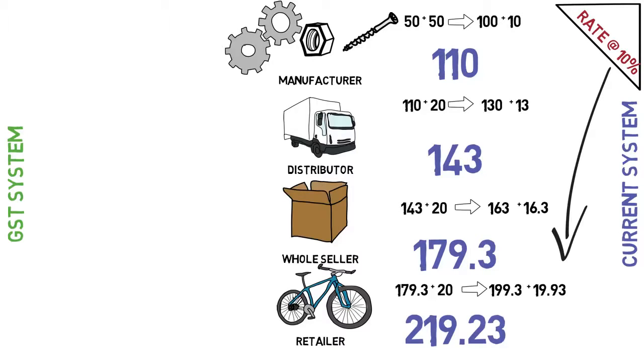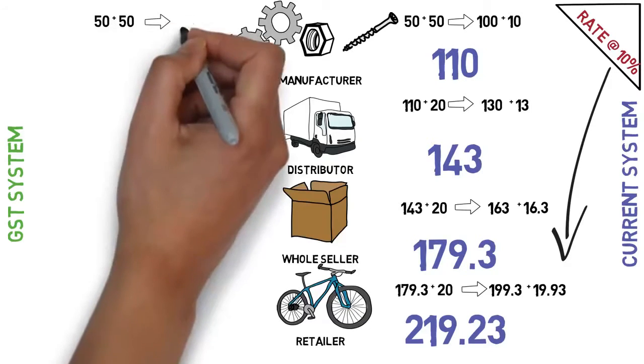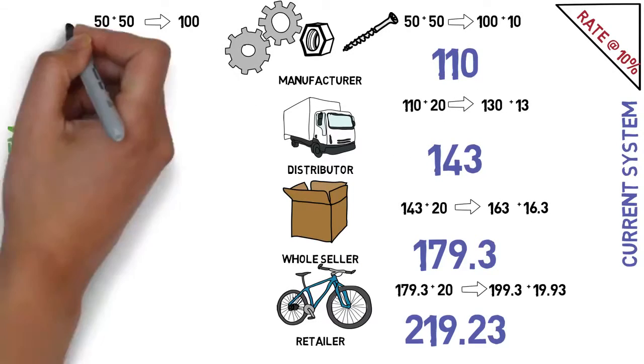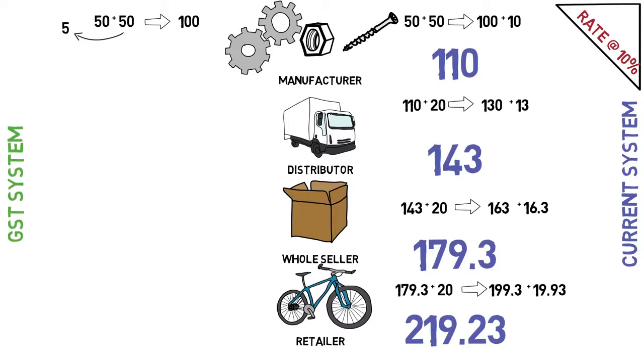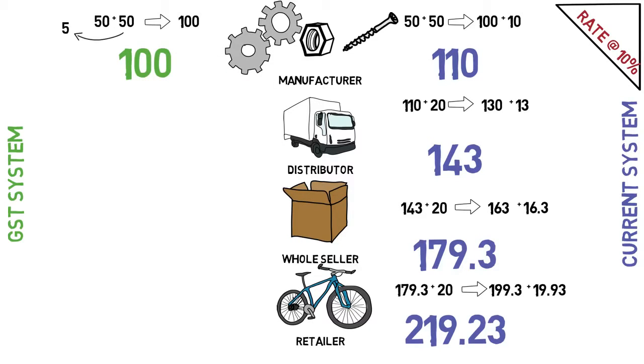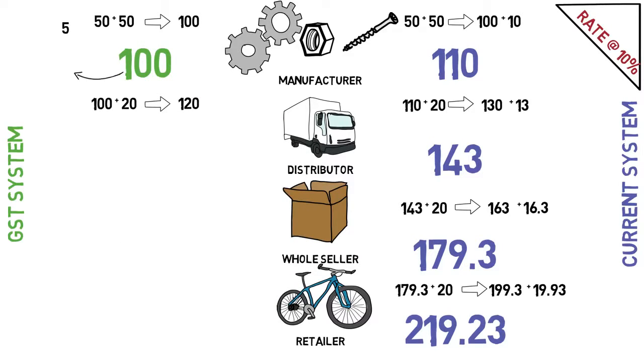Now we will take the same example in the GST system. Raw material of 50 rupees and the manufacturing value of 50 rupees make the product of 100 rupees. But this time the manufacturer has to pay taxes on the value added by him, which is 50 rupees. So he pays 10% of 50, which is 5, as tax from his profit. But the selling price will not increase and the cost of the product for the distributor is 100 rupees only. Then the distributor adds 20 rupees profit and the product becomes 120 rupees. He pays a tax of 2 rupees on his profit of 20 rupees.